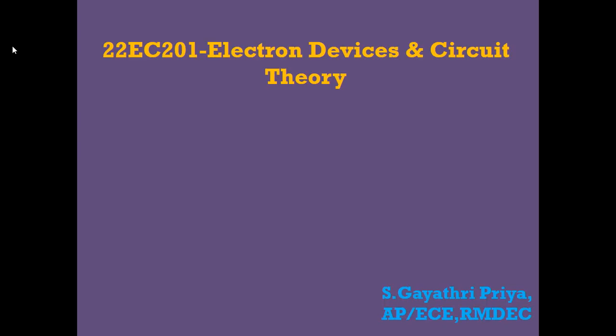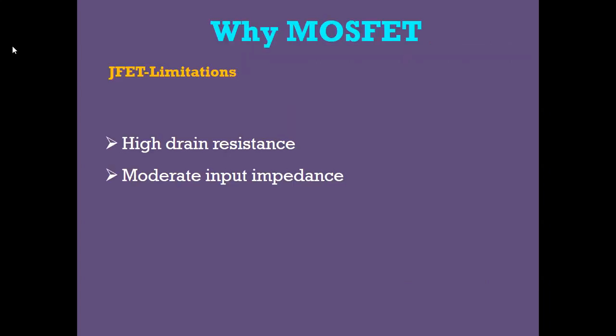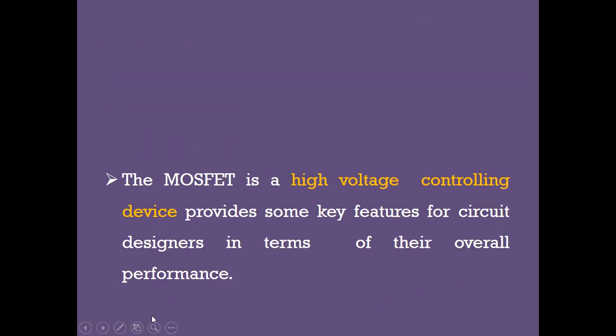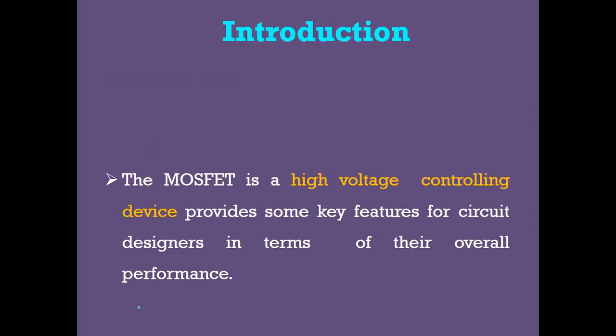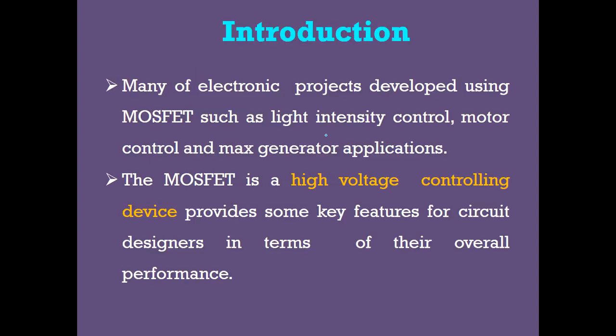In today's session of Electron Devices and Circuit Theory, we are going to discuss MOSFET. Why do we have to come for MOSFET, or what are the limitations of JFET? Comparatively, it has a slower operation as well as a high drain resistance, right? And moderate input impedance. These are the limitations of your JFET. Because of all these reasons, we are coming up with MOSFET.